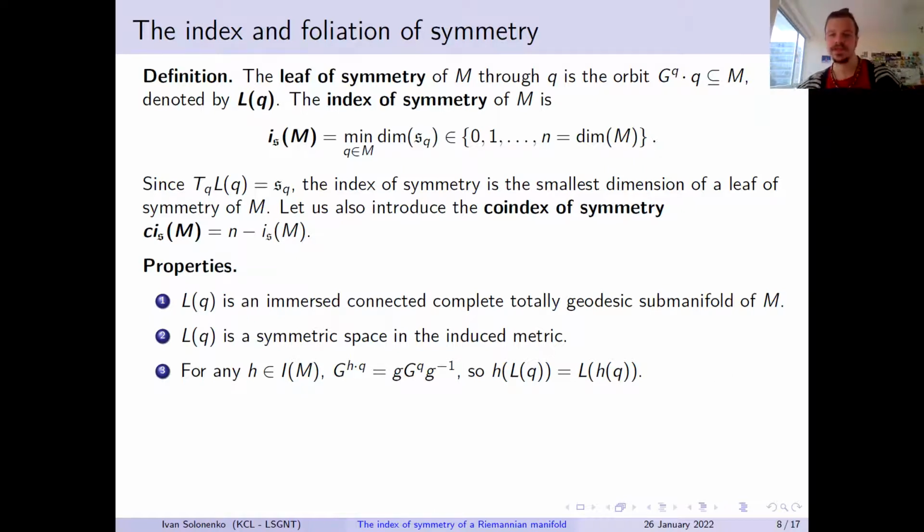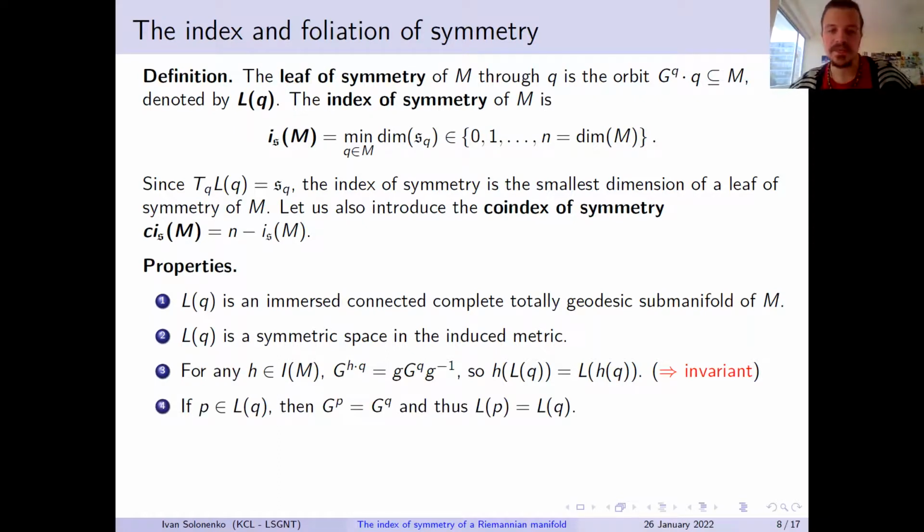In particular, this means that if you take your isometry h and apply it to the leaf of symmetry L_Q, this will be just the leaf of symmetry at the point hQ. So the notion of leaf of symmetry is good because it's invariant. If you have two Riemannian manifolds that are isometric, any isometry between them maps the leaves of symmetry here onto the corresponding leaves of symmetry there.